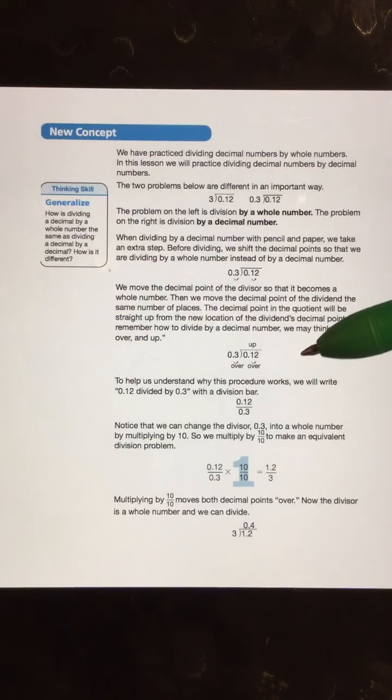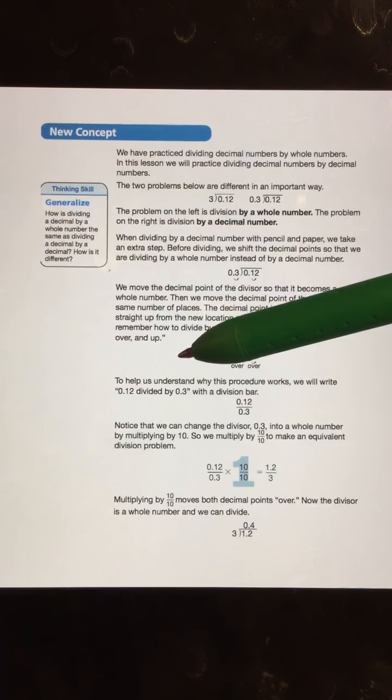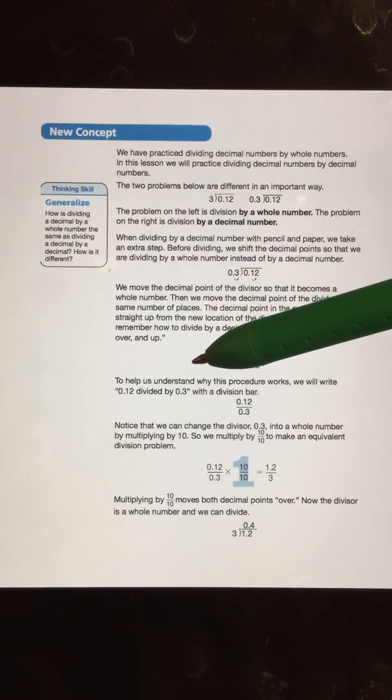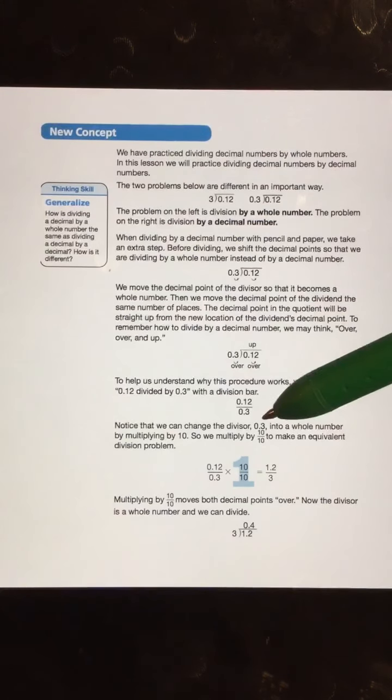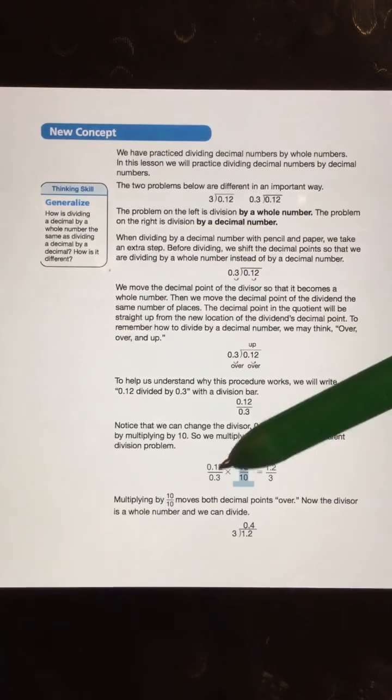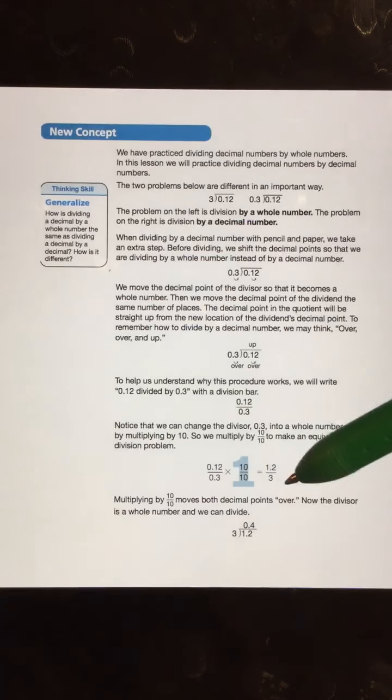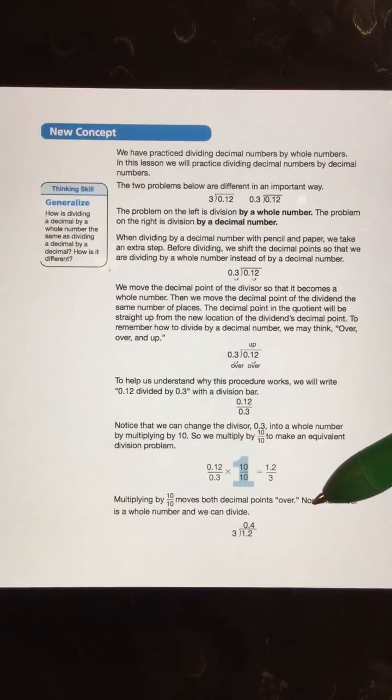So, to help us understand why this procedure works, we write 12 hundredths divided by 3/10 with the division bar. So there you go, you have your 12 hundredths and your 3/10. Notice that we changed the divisor into a whole number by multiplying times 10. So that goes times 10, then we're multiplying 1.2 by 3. All right, so we multiply by 10/10, that moves both the decimal points over. Now the divisor is the whole number and we can divide.